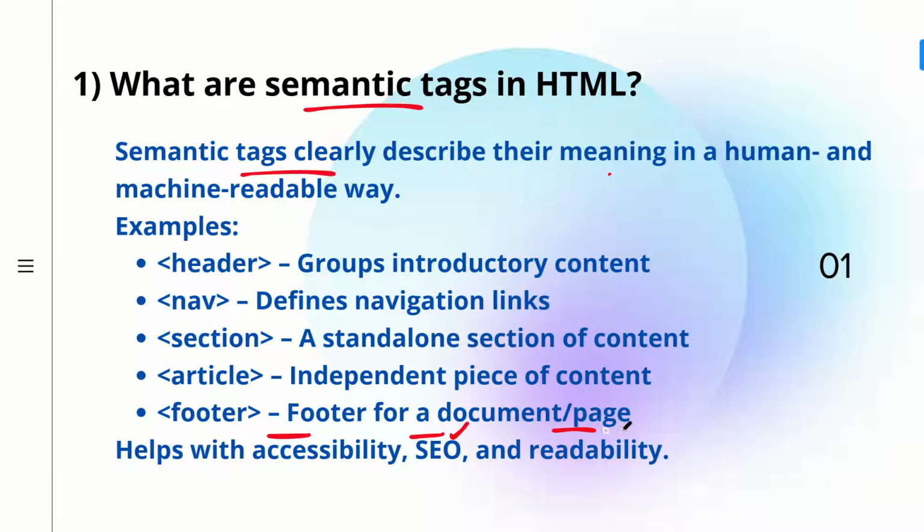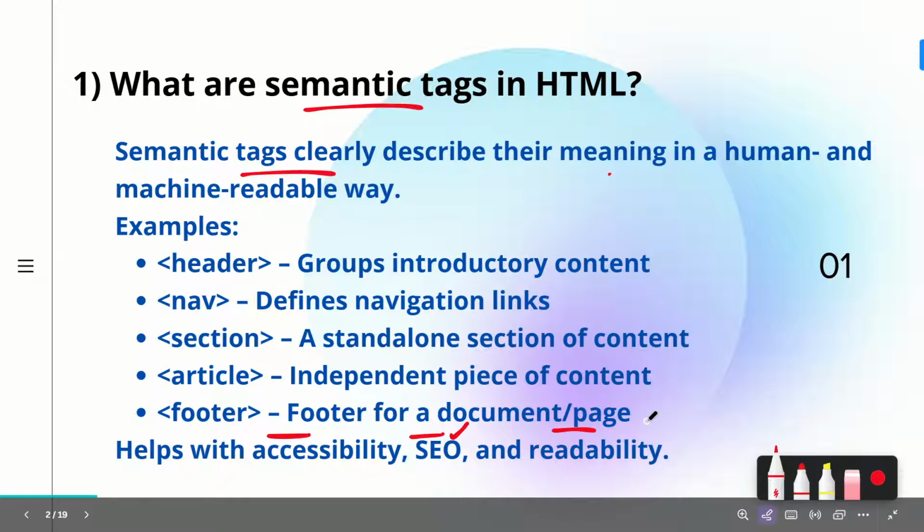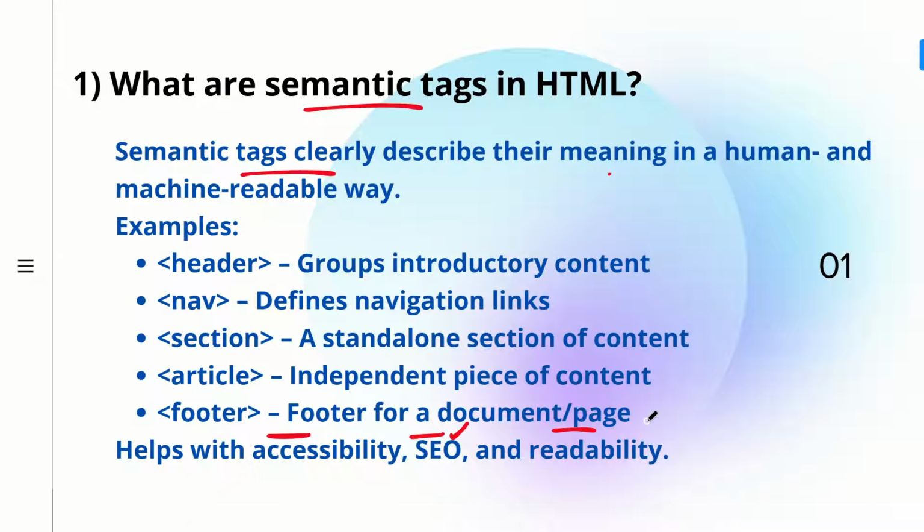It would become difficult for them to understand. So for that purpose you have to make use of semantic tags, because they are self-explanatory. They convey their meaning to the developer, and it is helpful for maintainability of your code and also for better readability. Examples of semantic tags are header, which is helpful for grouping the introductory content.